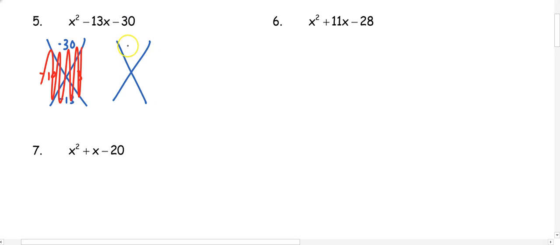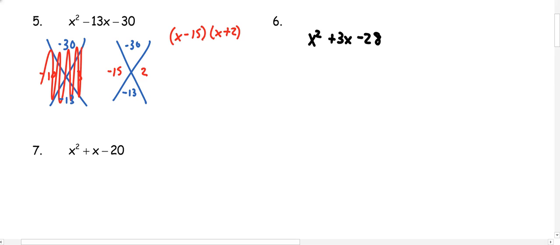What else multiplies to -30 and adds to -13? I'm going to try 15 and 2. I know those multiply to 30, and 15 is going to be the negative number because -13 is the larger negative. Since those add to -13, we're going to have x minus 15 and x plus 2. It doesn't matter which order you put them in, if you do the plus 2 first or the -15 first.